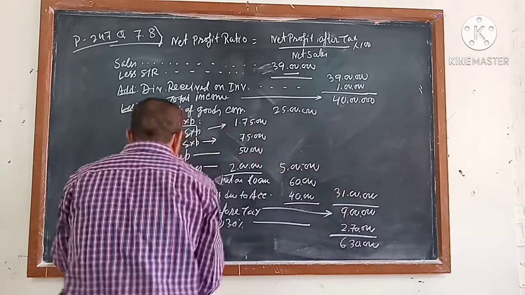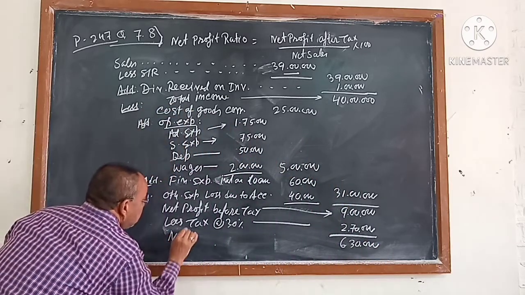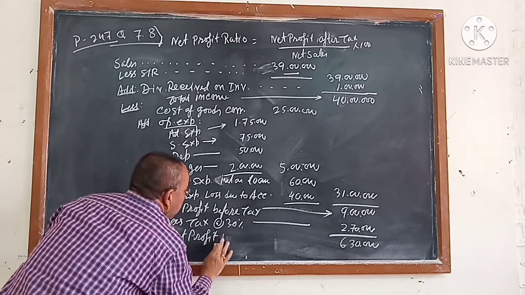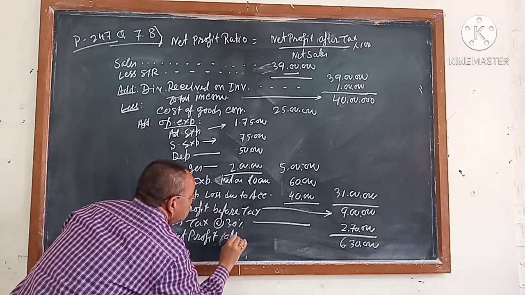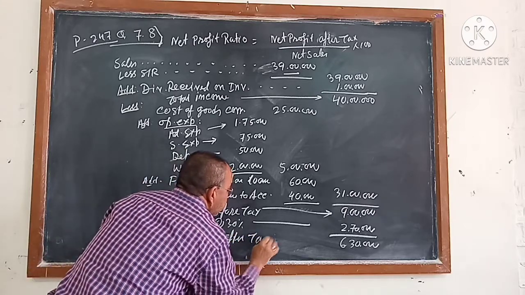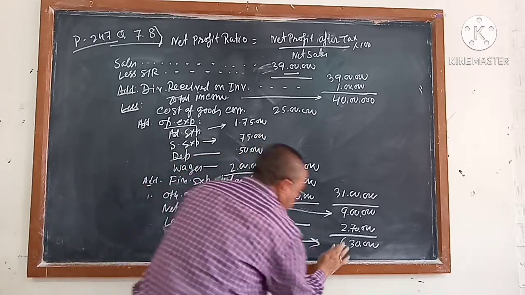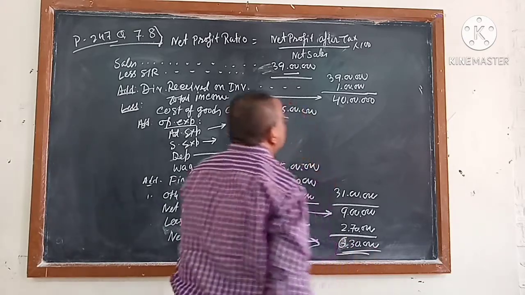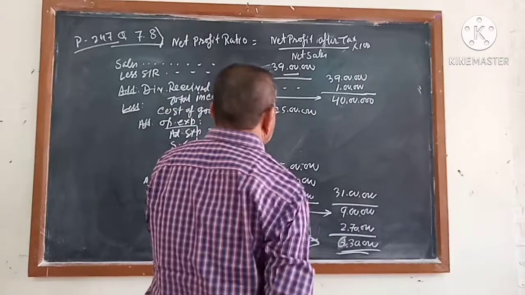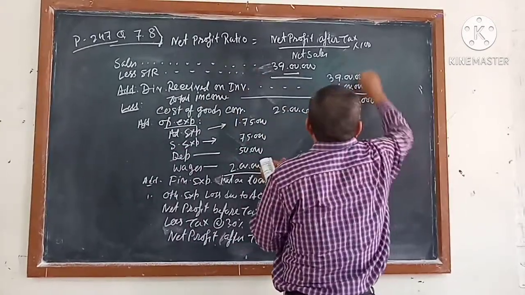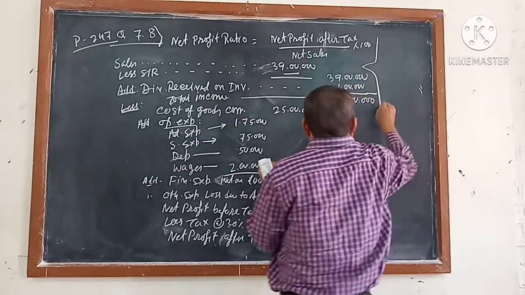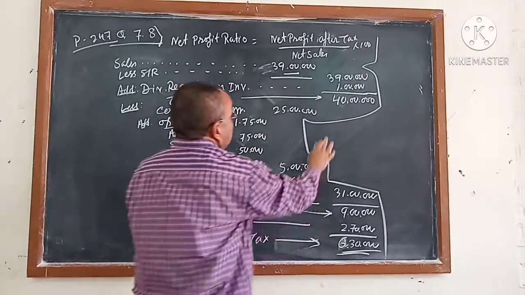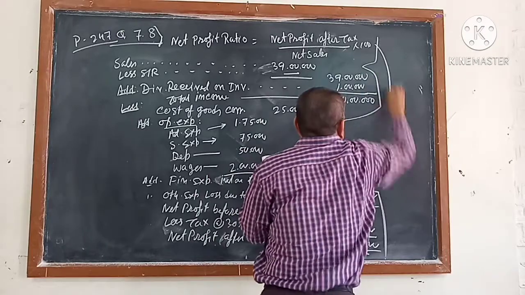That is called net profit after tax, 6,30,000. Now we have to apply the formula. I am writing it here because I am not at the base. So you will write it below, where I am writing. This is coming here.